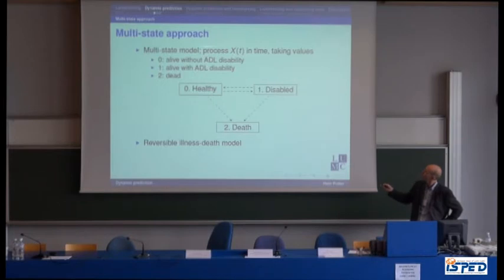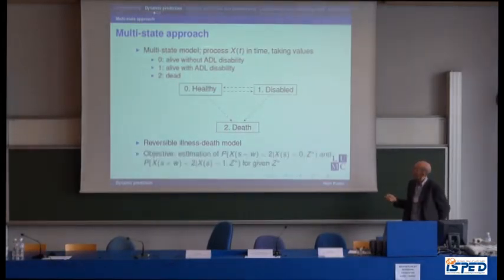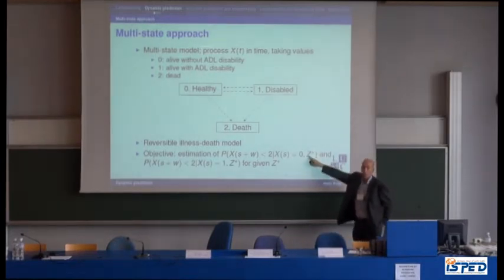It's an illness-death model. This is the healthy state, this is the illness state, this is the death state. And it's reversible because you can go back and forth between the healthy and illness states. What you would do in a multi-state model is model the transitions from one state to another using a Cox model or whatever. And within this formulation, you will have certain values of your covariates.